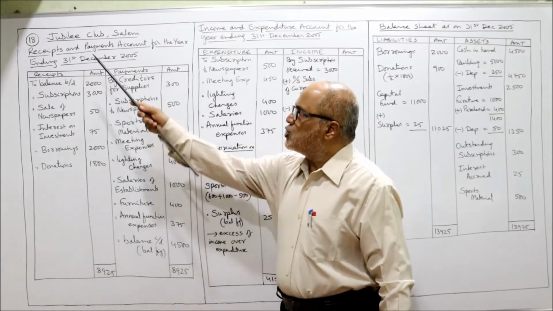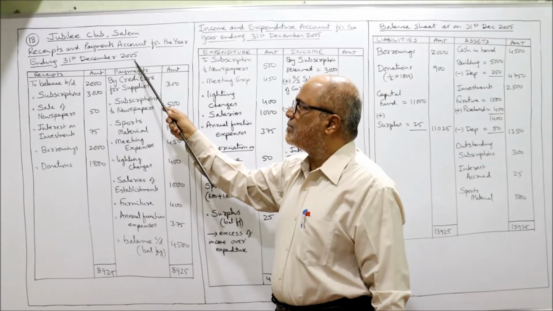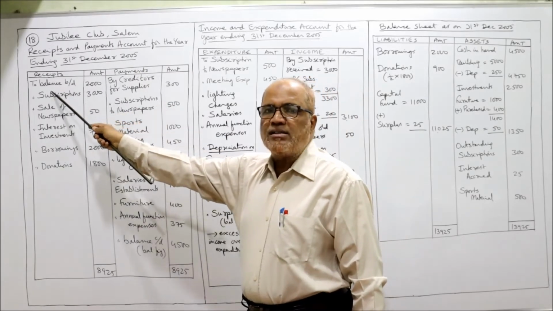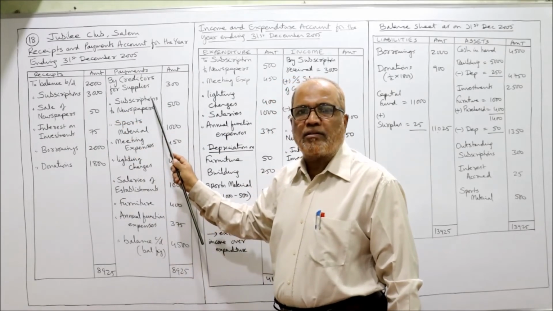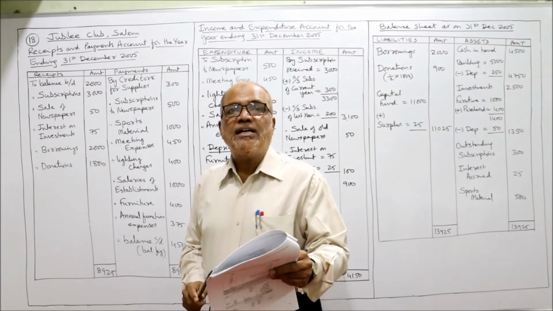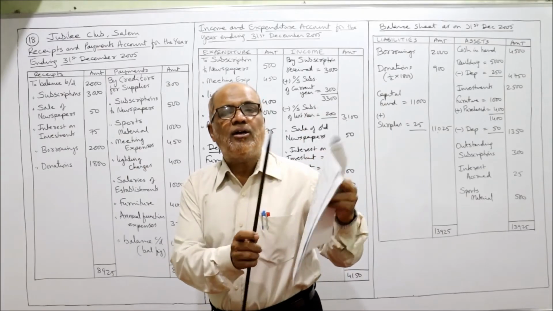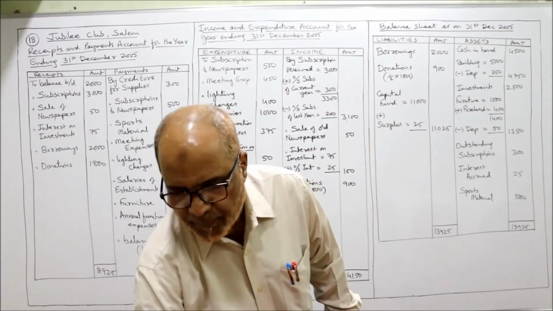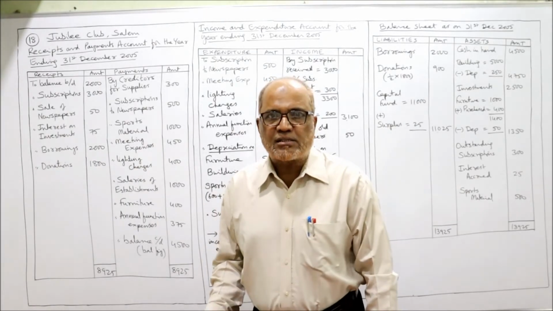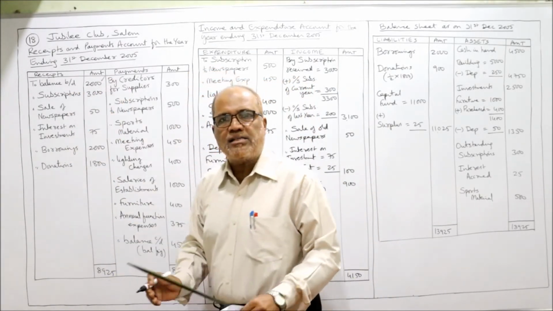Jubilee Club Salem, receipts and payments account for the year ended 31st December 2005. Left hand side receipts, right hand side payments, right? Now, at the beginning of the year, how much was the cash in hand? 2,000. In the first line it is given, cash in hand 2,000 at the beginning of the year. This is the opening cash balance. So, to balance brought down 2,000. Opening balance I have taken.